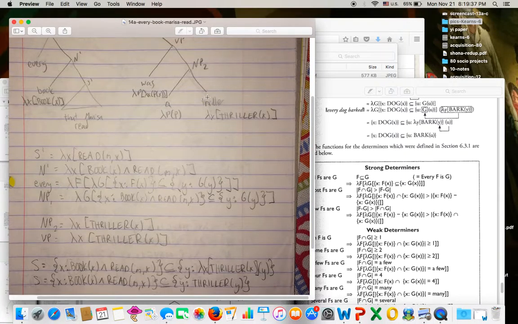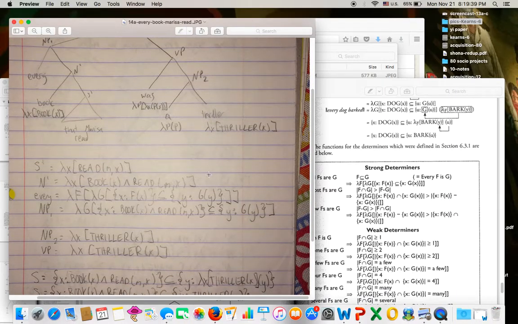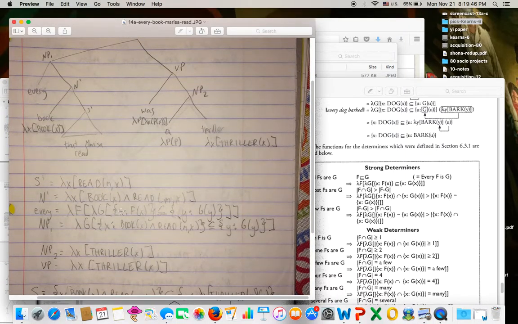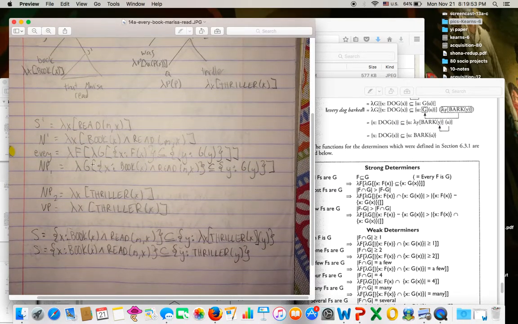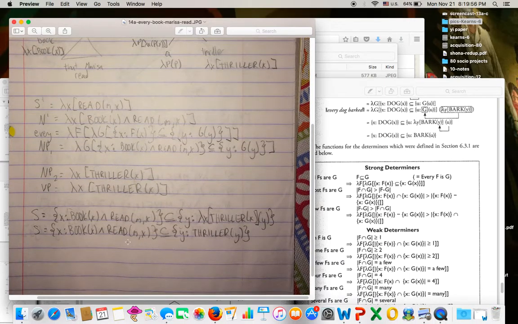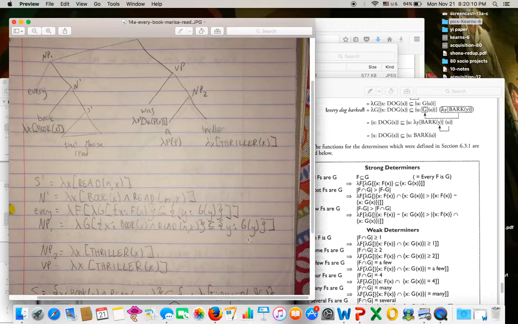So thriller, the VP predicate, is filling in for the lambda g, the g predicate that every is looking for. And of course, over here we had book that Marissa read filling in for the lambda f predicate. So what this means then, the denotation of the full sentence, is that the set of things that are books and that Marissa read are a subset of things that are thrillers. Okay, and that's what that sentence means, right? Every book that Marissa read was a thriller.